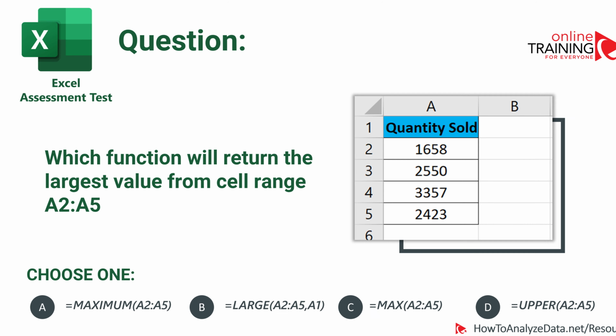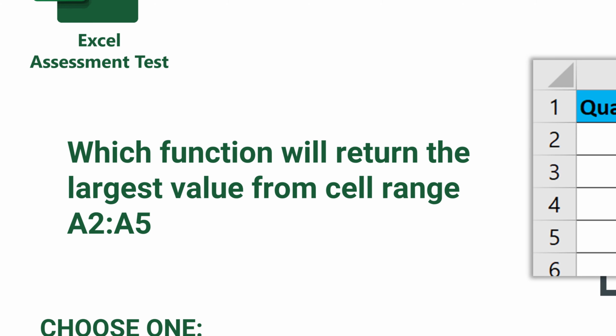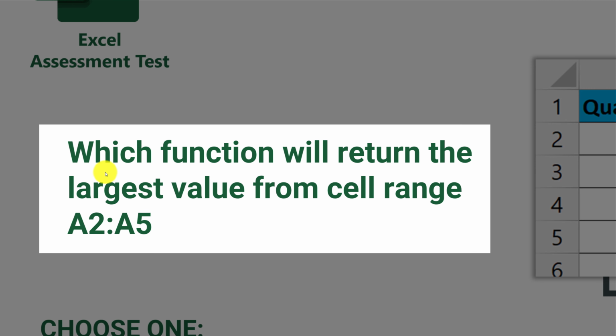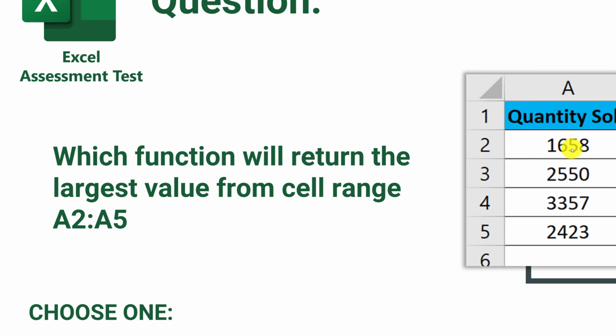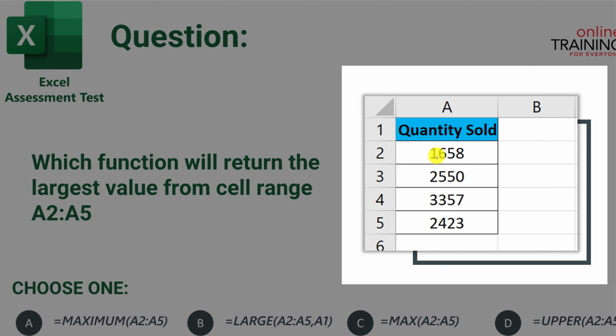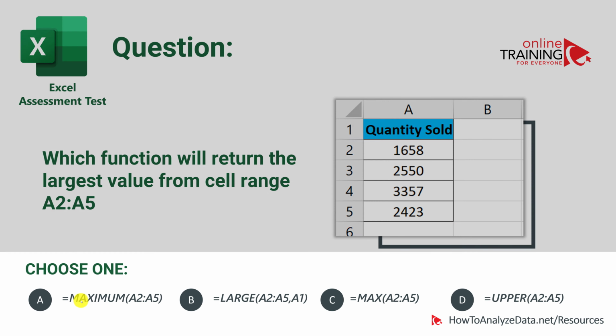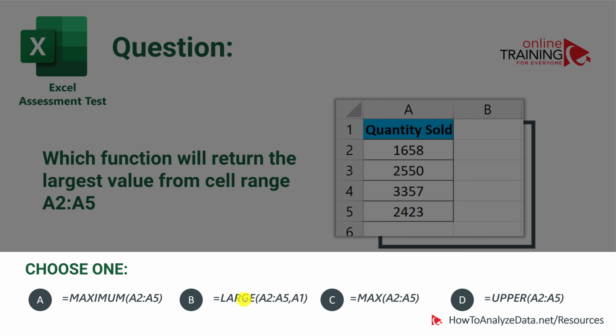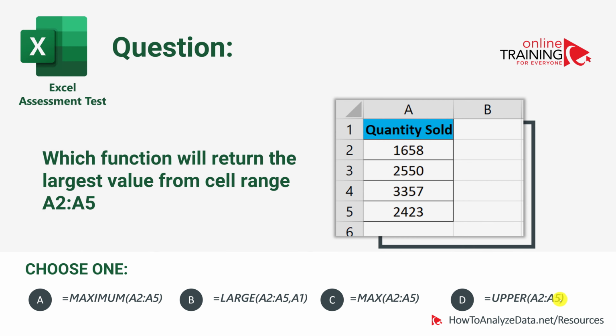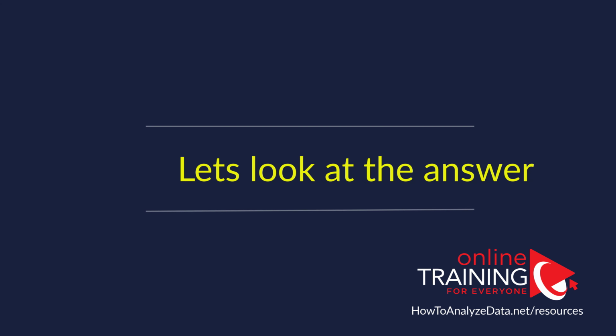Here's the question to test your knowledge of Excel formulas and functions. Which function will return the largest value from cell range A2 through A5? And if you look in the screenshot that we see, A2 through A5 contain 4-digit numbers. And there are 4 choices that you have: A, MAXIMUM for the same range, B, LARGE for the same range, comma A1, C, MAX A2 through A5, and then D, UPPER A2 through A5. Which one do you think is the right choice?